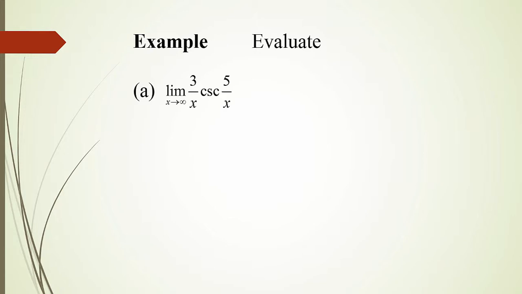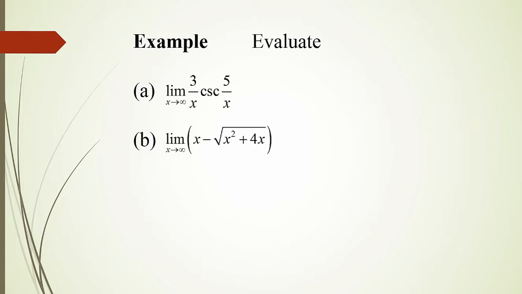So in this example, part A, we're going to find the limit as x goes to infinity of 3 over x times cosecant 5 over x. Notice here, that as x gets really large, as it approaches infinity, 3 over x gets close to 0. 5 over x gets close to 0. But the cosecant of 5 over x would be getting close to infinity. The graph would have a vertical asymptote. So the form here is 0 times infinity. So it's going to be an issue we have to address.